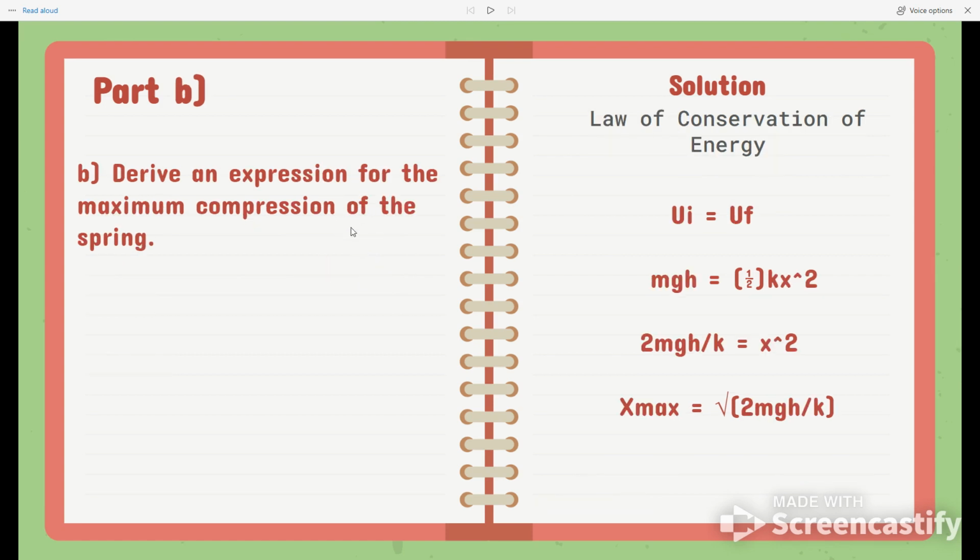Part B is described as: derive an expression for the maximum compression of the spring. To solve this problem, we must use the law of conservation of energy. We must set the initial gravitational potential energy equal to the final energy of the spring. Once again, this can be derived from the formula sheet as well. The initial gravitational potential energy is mgh, set this equal to 1/2 kx squared. Now we must solve for x, or x max in this situation. To do this, we will multiply by 2 and then divide by constant k to get 2mgh over k equals x squared, and then x max is equal to the square root of 2mgh over k.